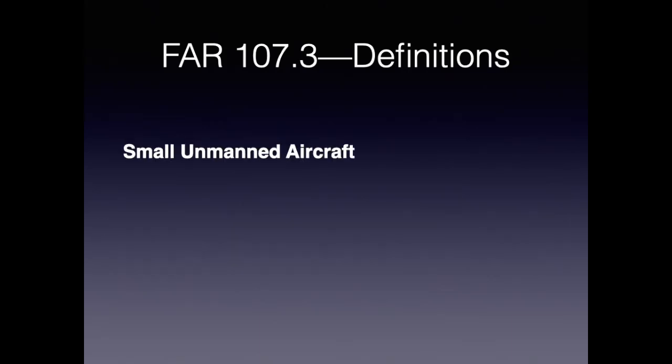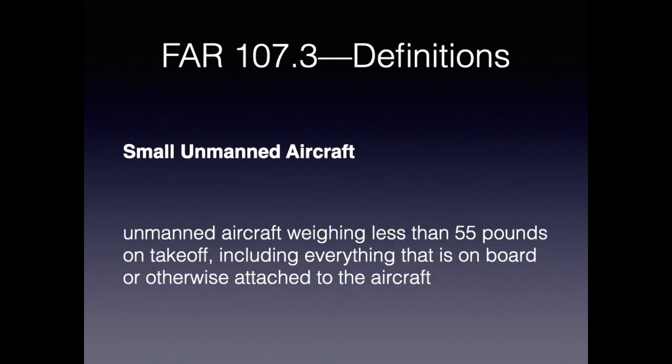All right, small unmanned aircraft. Okay, these are our drones, but again, there's a very specific definition. And a small unmanned aircraft is an unmanned aircraft weighing less than 55 pounds on takeoff, including everything that is on board or otherwise attached to the aircraft. So it's the aircraft plus any cameras or, again, whatever is on board when it's in the air, less than 55 pounds makes it a small unmanned aircraft.